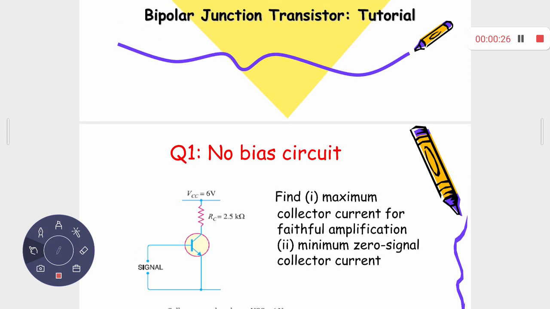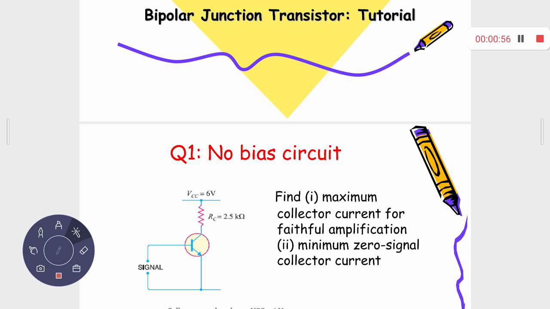It says that it is a no bias circuit. Why is it called no bias? Because we just observe the base is connected to the signal directly. There is no bias. You don't have any battery between the base and the emitter. The emitter is considered to be the common terminal, the ground terminal.